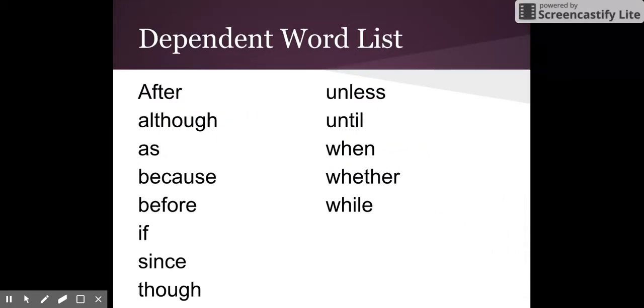So here's a list of the dependent words. I also gave it to you so you could adhere it, affix it into your grammar notebook. That way you have all of these. And if you look through them, they kind of make sense.